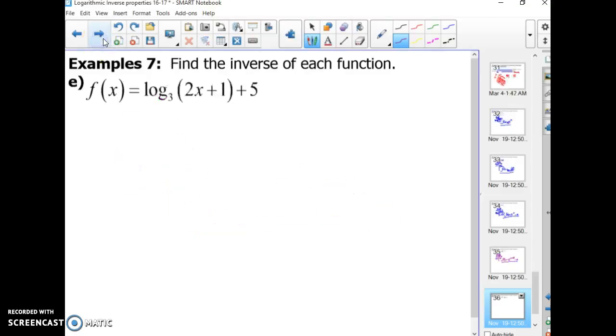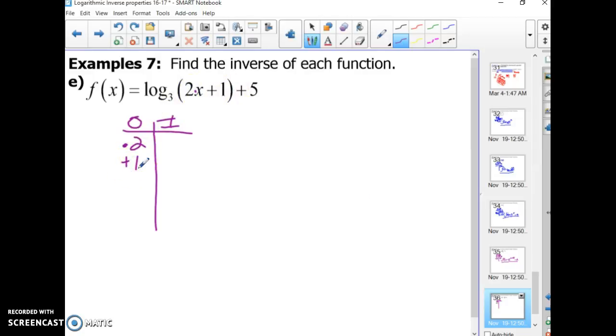The next one. This is another log. Original function, inverse. So I go to my x and I start. This is log base 3 in parentheses 2x plus 1, close the parentheses, and I add the 5 outside. So inside of it I go to the x. First thing that happens to the x, we times by 2. Then after I times by 2, I add 1. Alright, parentheses taken care of.